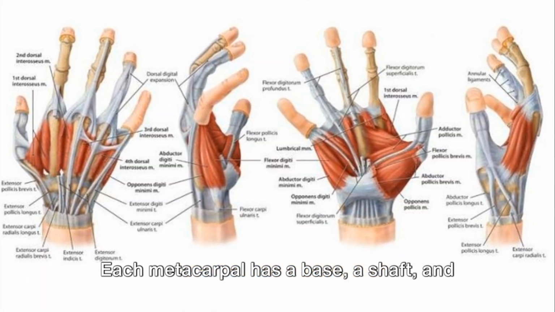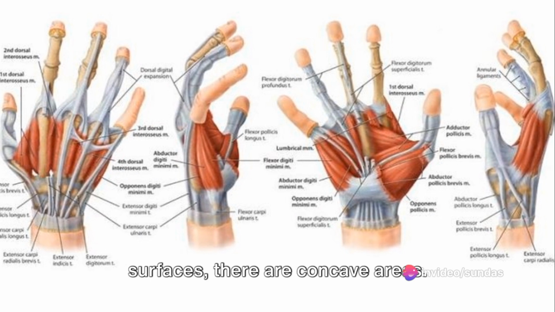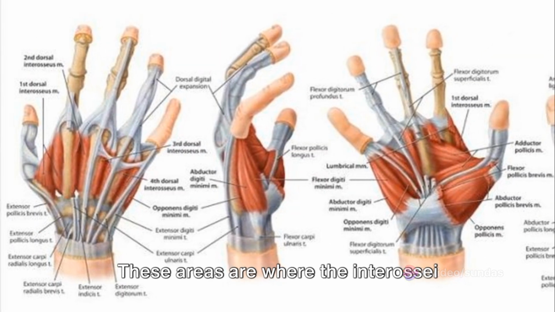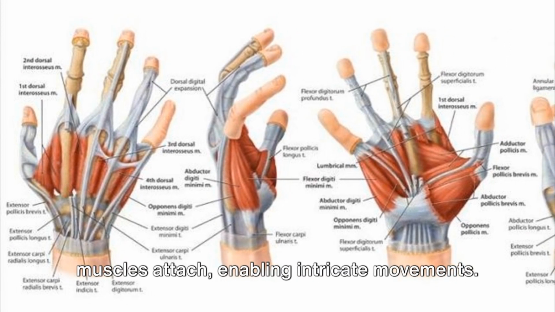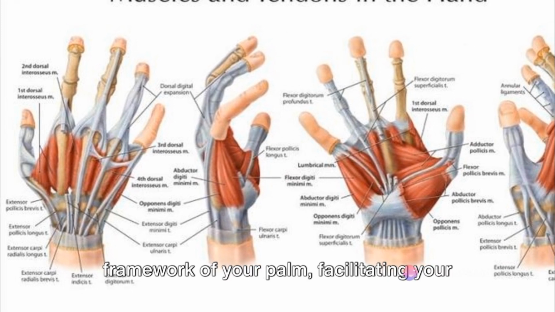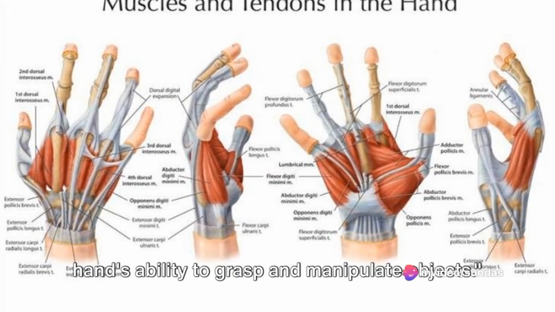Each metacarpal has a base, a shaft and a head, and on the medial and lateral surfaces there are concave areas. These areas are where the interossei muscles attach, enabling intricate movements. The metacarpals, in essence, form the framework of your palm, facilitating your hand's ability to grasp and manipulate objects.